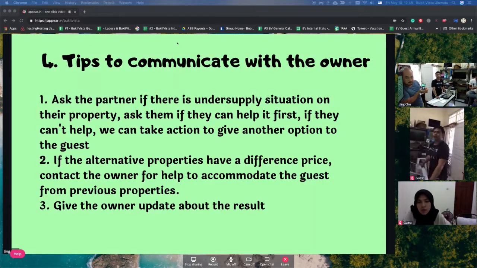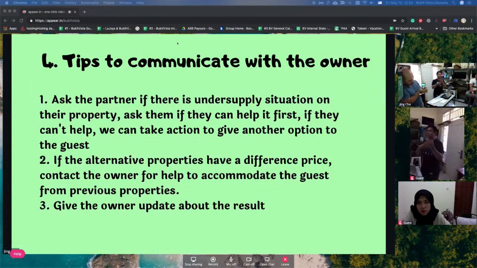And then ask them first if they can help, like I said before: hi, can you accommodate? Maybe they can move their guests, or they have another house. So it's about communication with the owner as well. And if they have alternative properties at a different price, contact the owner for help to accommodate the guests from the previous property. And then always give the owner an update about the result.